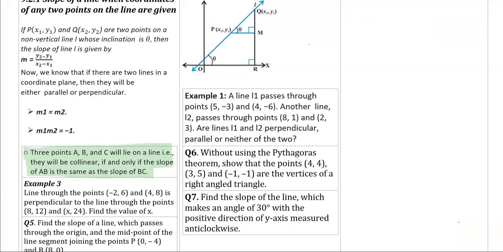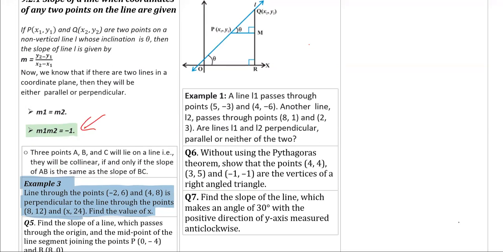Continuing with this, let's say, for example, if I do example 3 in this case, it says the line through these 2 points is perpendicular to the line through these 2 points. We have to find the value of x. So what we are going to do is use this relation that M1 into M2 is equal to minus 1. As you know, when two lines are perpendicular, the product of their slopes is minus 1.